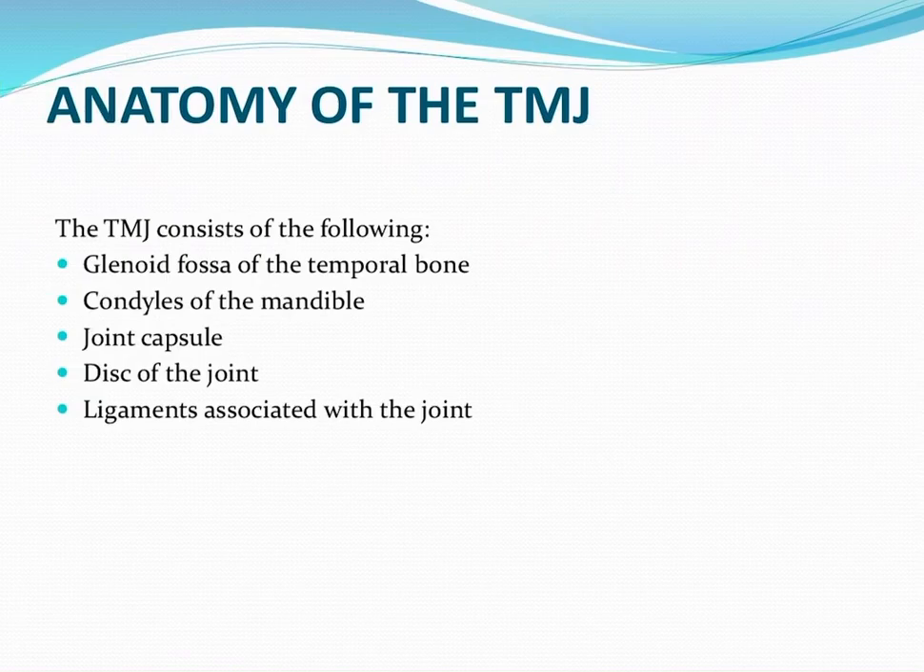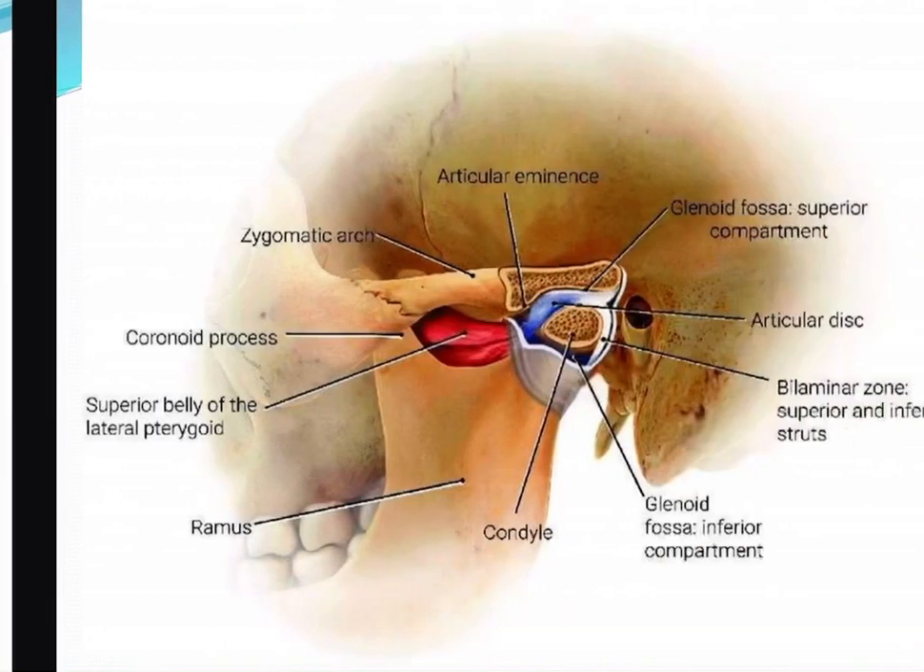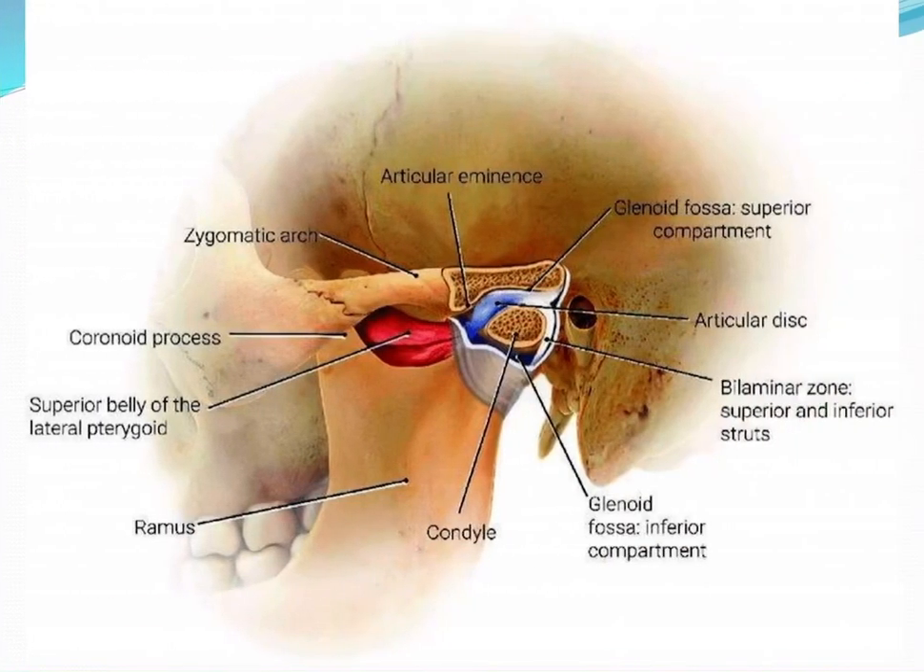The anatomy of the TMJ. The TMJ consists of the following: the glenoid fossa of the temporal bone. The glenoid fossa, as we see here in this picture, is a depression on the temporal bone posterior to the articular eminence. Its depth differs from person to person, covered with a hard layer of bone.